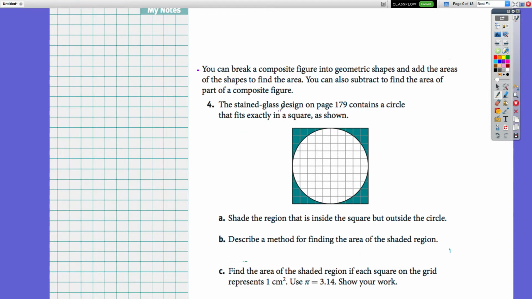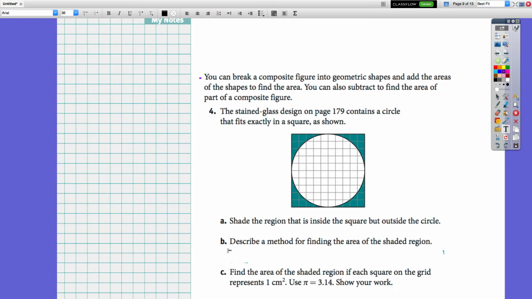It says the stained glass design on page 179 contains a circle that fits exactly in a square, as shown. Shade the region that is inside the square, but outside the circle. This has already been done for you right here on the screen. So it's asking you to shade, again, around the circle where you see the teal shading. Describe a method for finding the area of the shaded region.